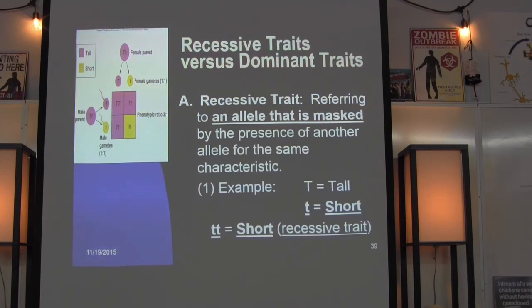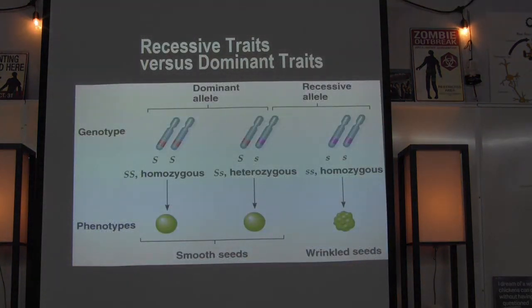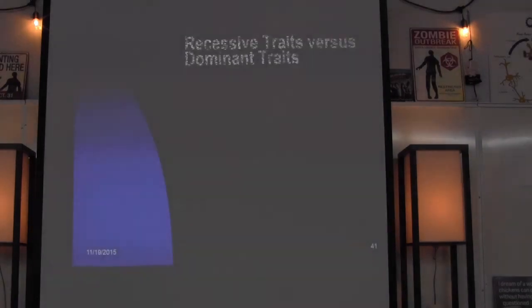So recessive trait, once again, refers to an allele being masked by the presence of another allele. In this case, you see the big T is masking the little t, and the only time you see the two little t's being expressed is when they're together. Putting it all together: two capital letters is homozygous dominant. This is heterozygous, but it's still a dominant trait. Two small lowercase letters is the recessive genotype.